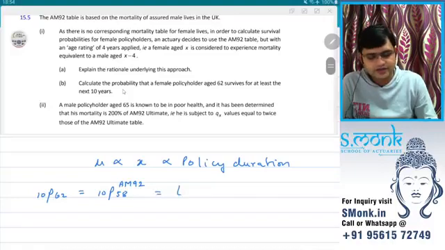This will be our L68 from AM92 upon L58 from AM92.